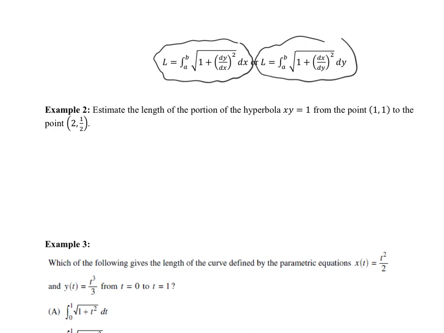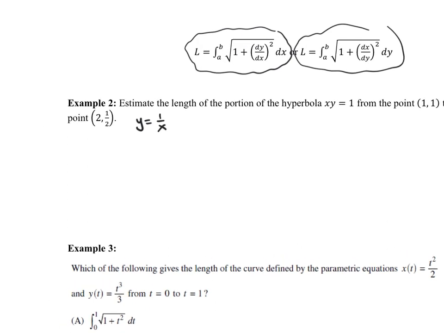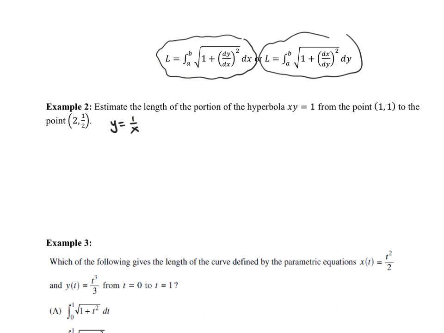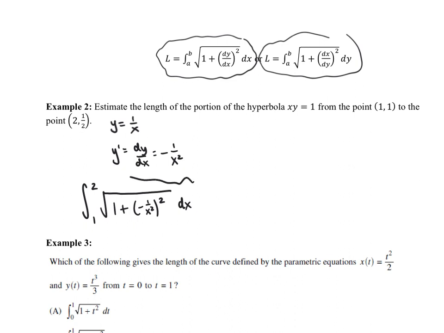So for example, if you take this hyperbola xy equal to 1, let's say that we want to start and think about this as y equal to 1 over x. So we have our points (1, 1) to (2, 1/2). The derivative here is obviously dy/dx. That's going to be -1 over x squared. So the integral will be from 1 to 2, and it will be the square root of 1 plus this guy squared dx. Okay, so that would be something we could type into the calculator if we wanted to.